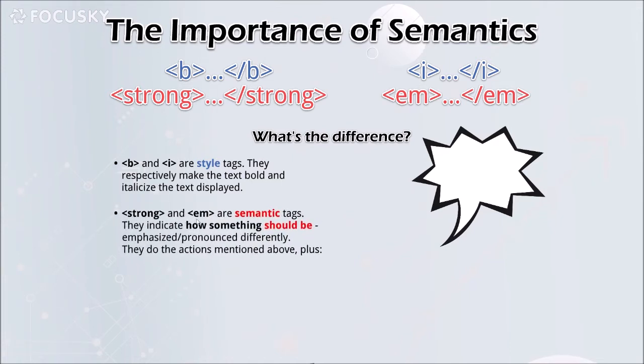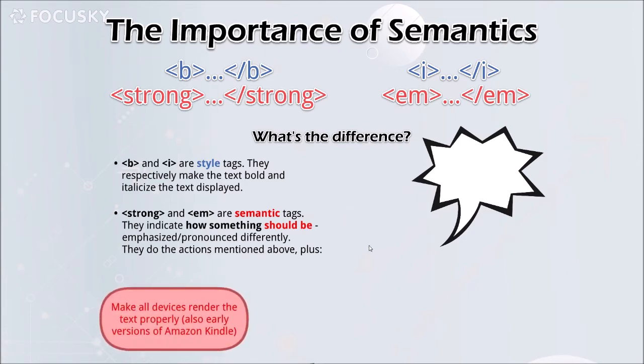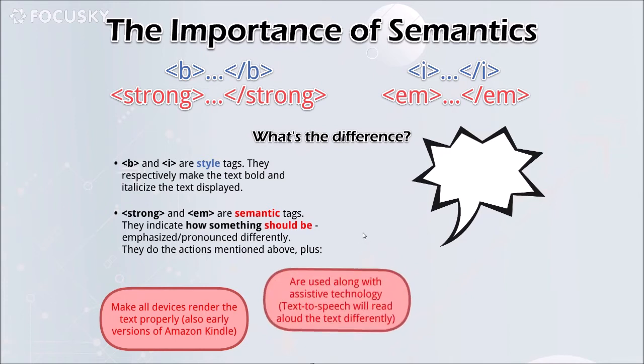On the other hand, the strong and EM are semantic tags. They indicate how something should be emphasized or pronounced differently. They do the actions mentioned above. They make the text bold, they italicize it, okay? Plus, they make all devices render the text properly, also early versions of the ebook Amazon Kindle. And they are used along with assistive technology. Text-to-speech will read aloud the text differently, and this is particularly useful for those who are visually impaired or have other related disabilities.